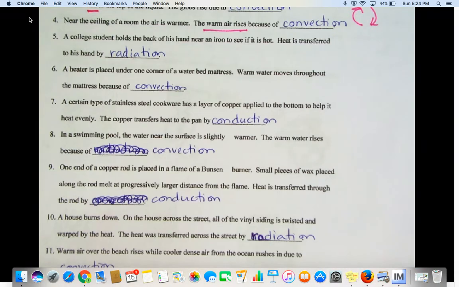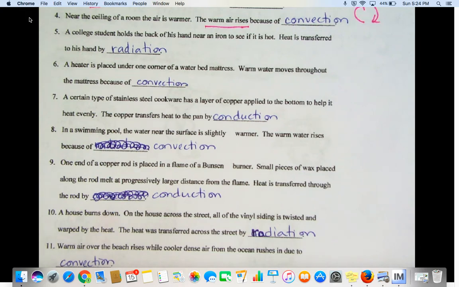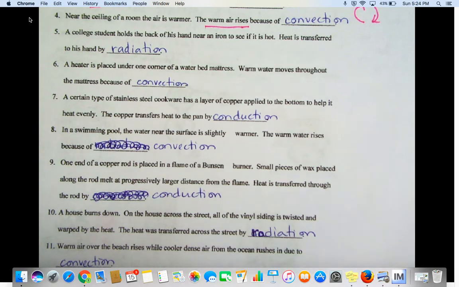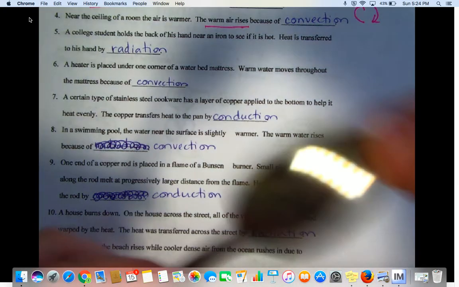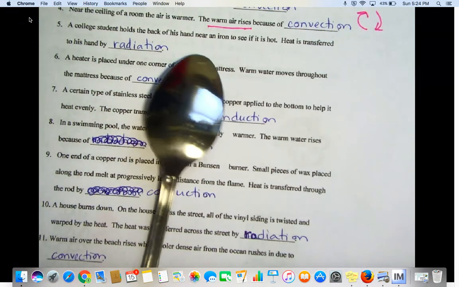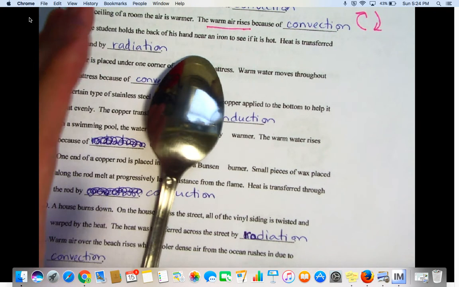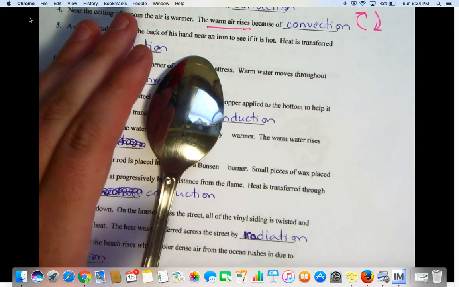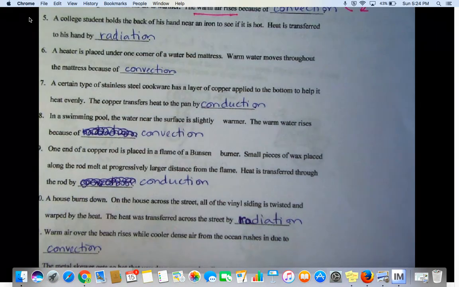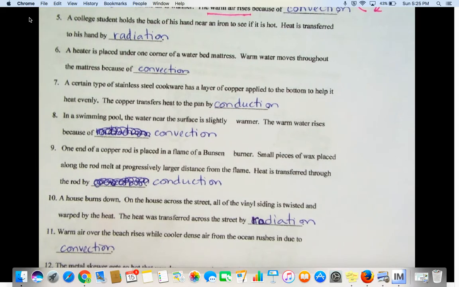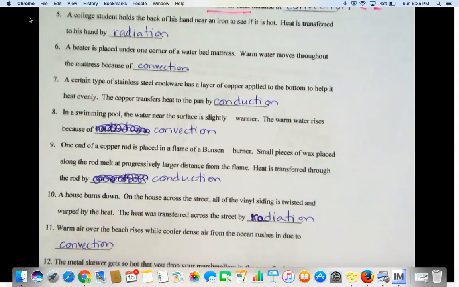Okay? A college student holds the back of his hand near an iron to see if it's hot. Heat is transferred to his hand by, so that would be like me taking this spoon right here after I had just put it over fire and holding my hand up to it. Not touching it, but just holding my hand up to it. And I would be able to feel the heat because of what? Radiation.